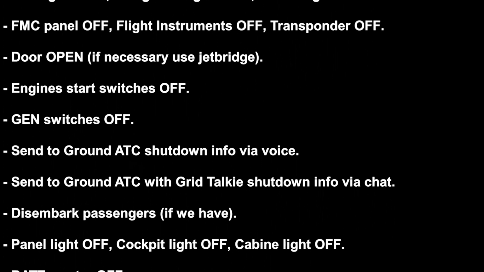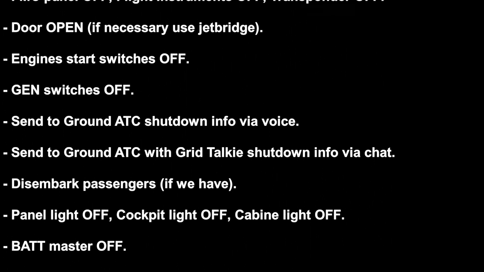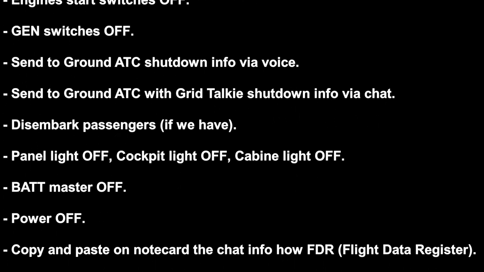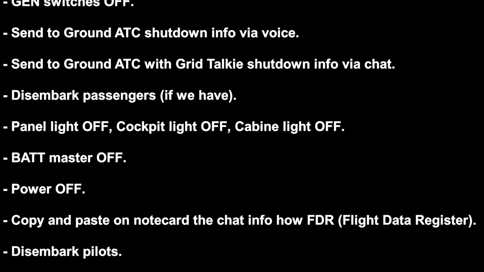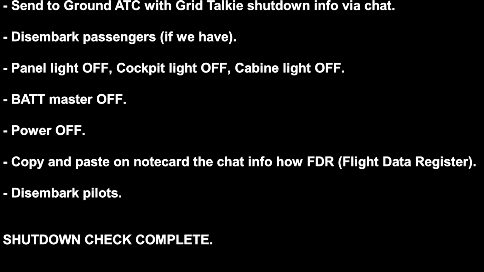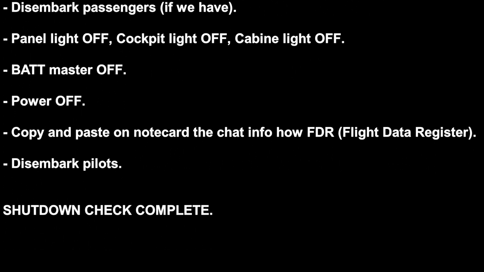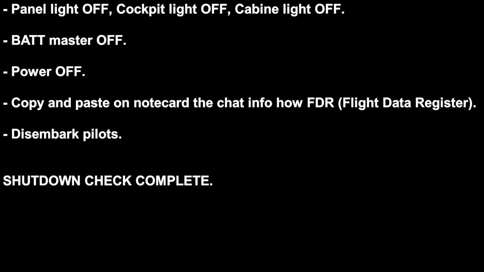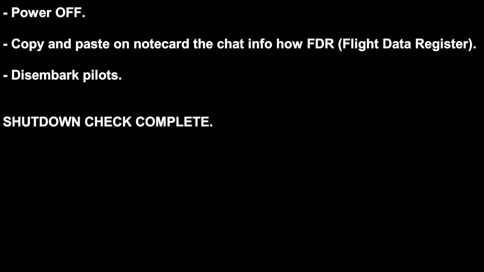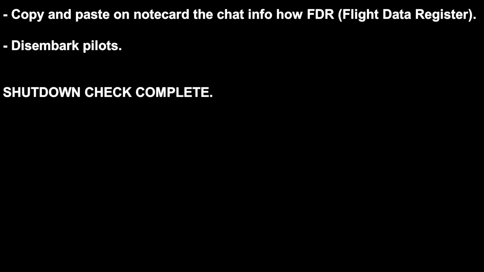Send to ground ATC shutdown info via voice. Send to ground ATC with grid talkie shutdown info via chat. Disembark passengers, if we have. Panel light off, cockpit light off, cabin light off. Battery master off. Power off. Copy and paste on note card the chat info for the FDR, flight data register. Disembark pilots. Shutdown check complete.